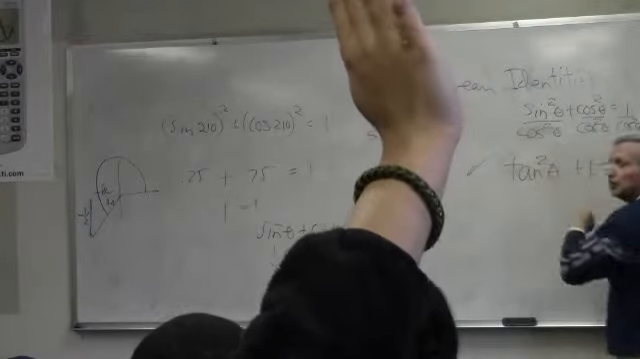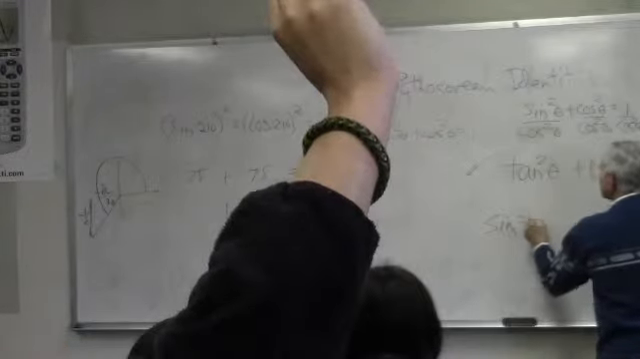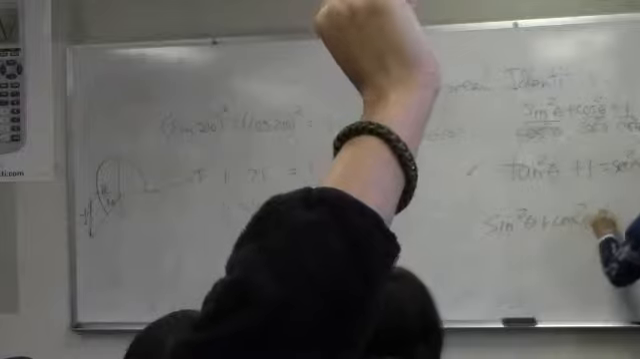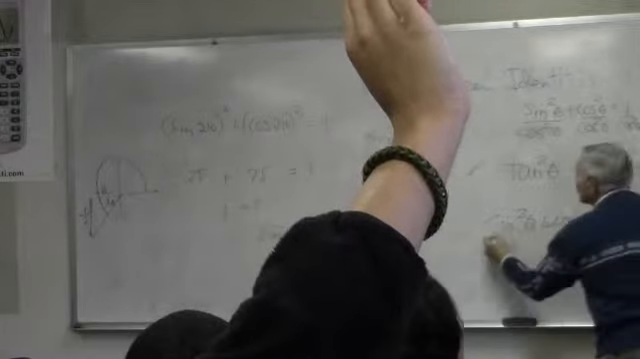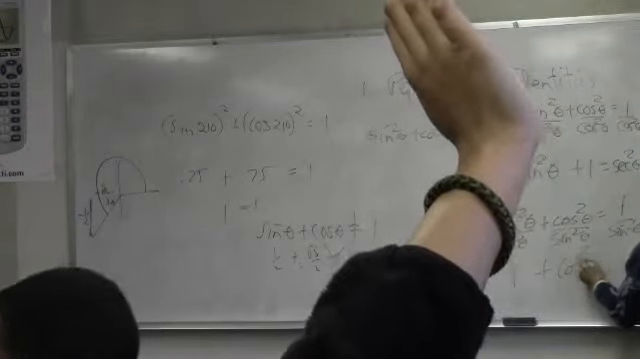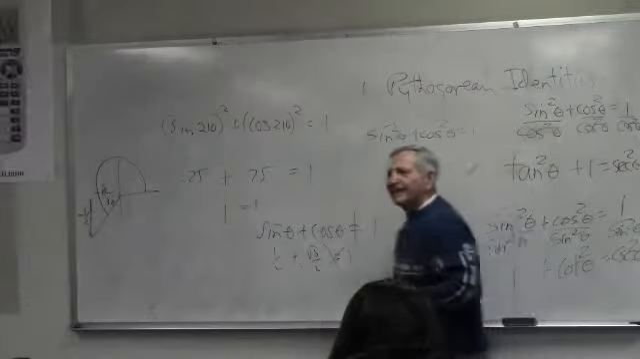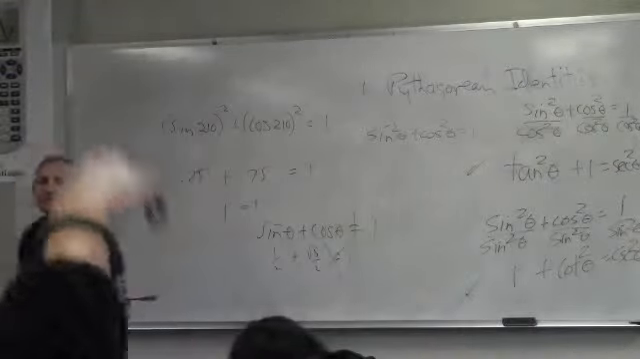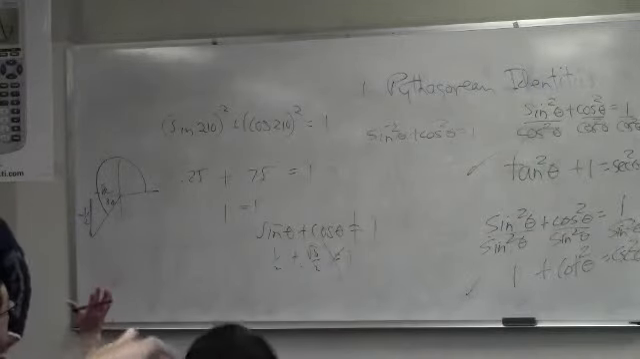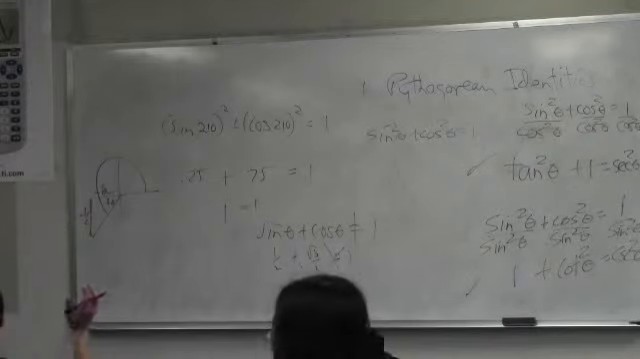Very important. We're going to use it. Let's take sine squared plus cosine squared equals 1. Now divide by sine squared, and you get the cotangent squared identity. Why is it secant squared? Because 1 over the cosine squared is the reciprocal.